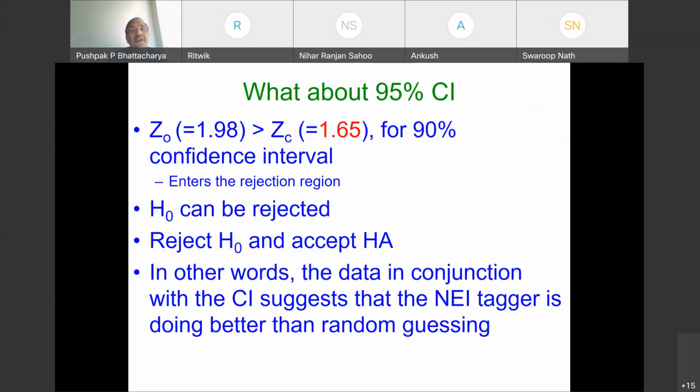Now, what if my tolerance level goes down? Okay, we have observed that Z value for 32 is 1.98, and for 95% confidence interval, Z critical is 1.65. This is actually 95% confidence interval. So now H0 can be rejected and we have to accept HA. That means the data in conjunction with confidence interval suggests that named entity identifier tagger is doing better than random guessing.